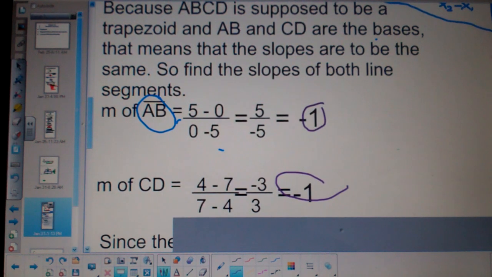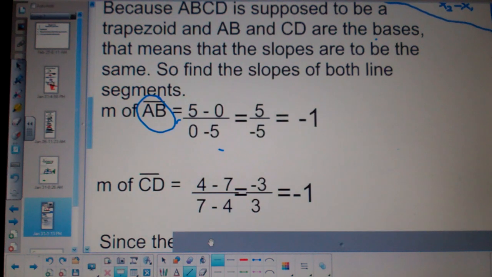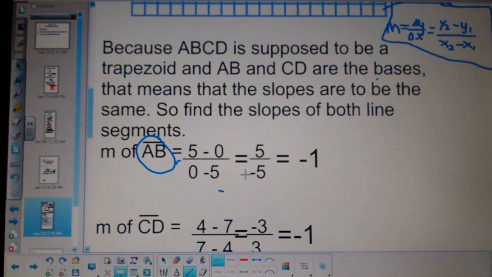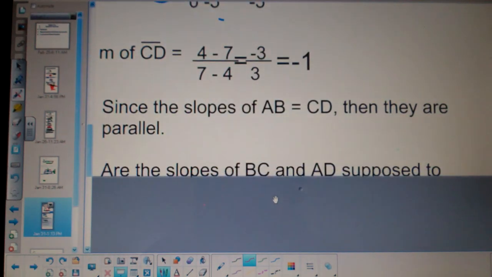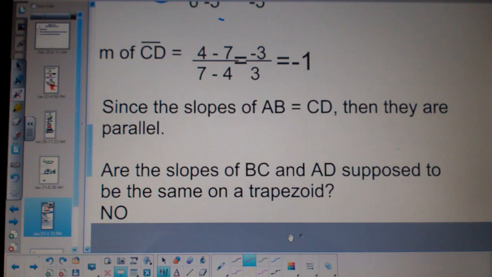And because both these slopes are the same, that does mean that AB is parallel to CD. AB is parallel to CD because the slopes are the same. Okay, and here it is written. Since the slope of AB is equal to CD, then they are parallel. That means automatically that the polygon ABCD is a trapezoid. So now that I know that this is parallel, what I can do is put this little arrowhead in there to show that they're parallel to one another, because we just discovered that AB is parallel to CD. And then, are the slopes of BC and AD supposed to be the same on a trapezoid? The answer is no.